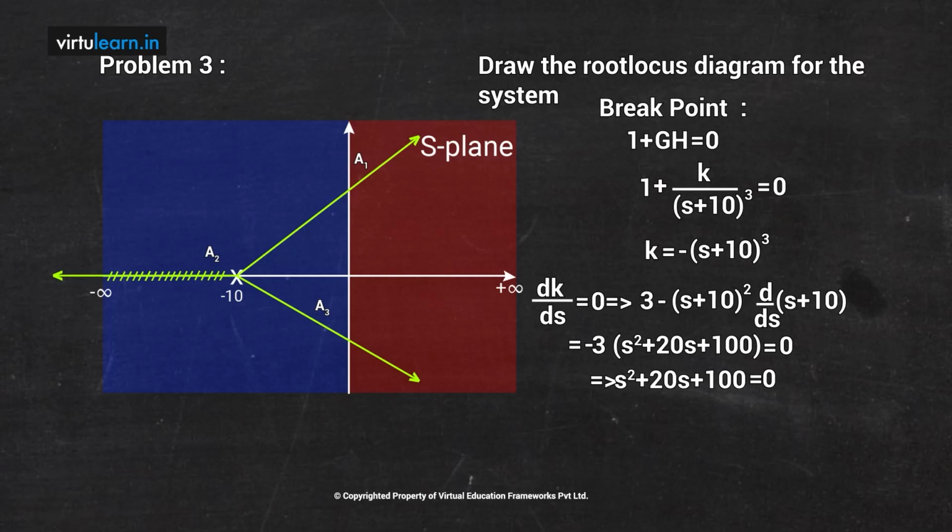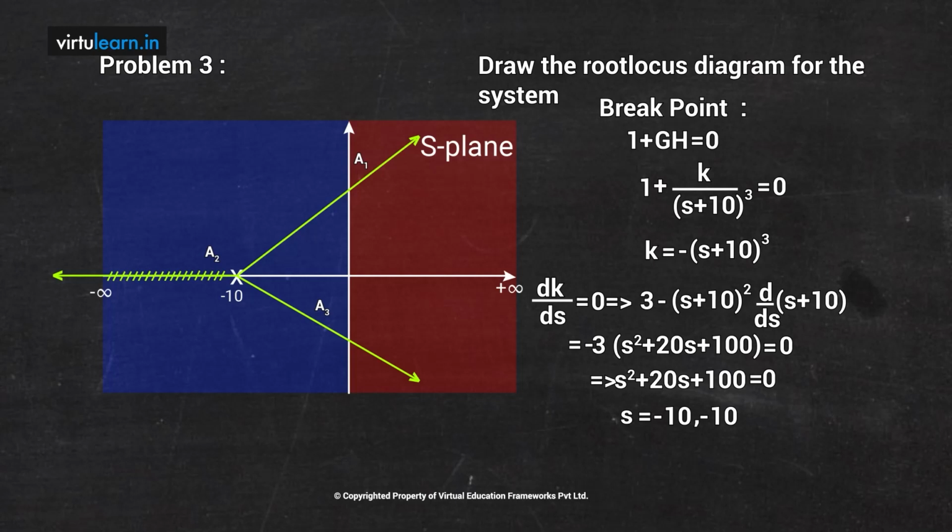The roots are s is equal to minus 10, minus 10. So s is equal to minus 10 is the pole location. So the pole location itself is a root locus point. Whenever you have a pole location, that is also a root locus point. So this point is the valid breakpoint. You can take that point as the breakpoint.